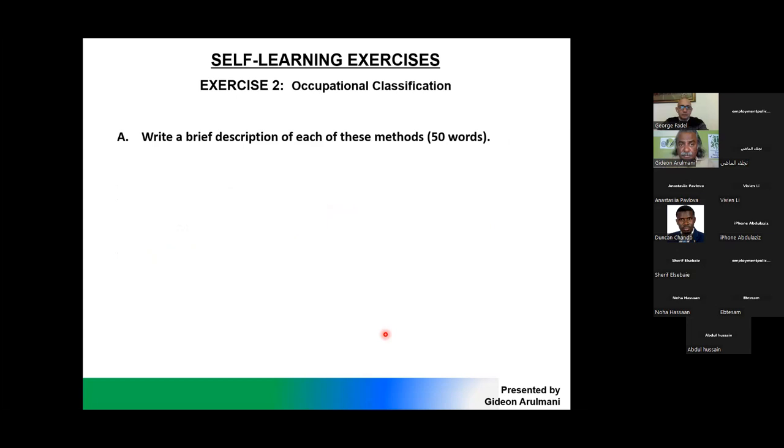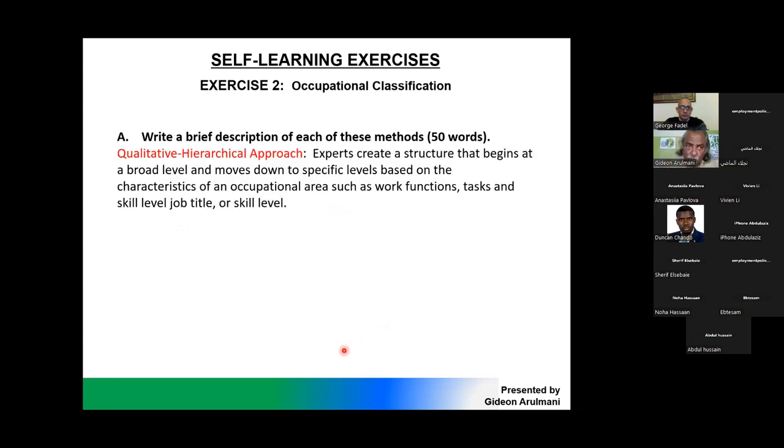And then we found that there are many ways of classifying occupational information. We said that simply having a list of occupations is not enough. We need to group them into families and make them into categories. Very briefly, one of the common methods is this qualitative hierarchical approach. And what is this method? It is where a group of experts, career guidance experts, labor market experts, and so on, sit together, and based on their experience, based on their knowledge, they make up families. So that's why it's called qualitative.